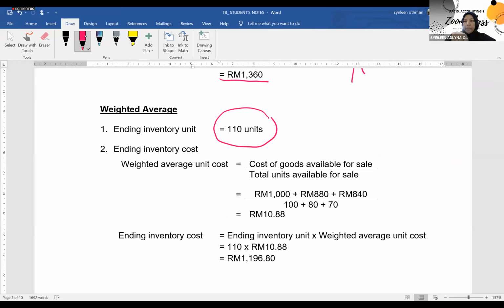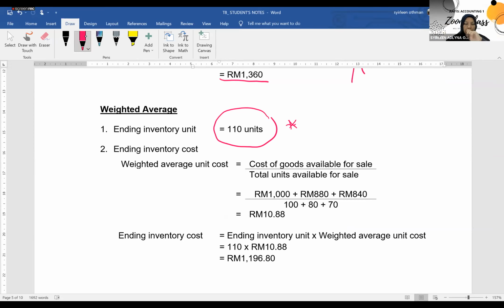Tapi let's say the question only asks you to do weighted average. You need to show, kena tunjuk, mana you dapat 110 units. Di sini saya tak tunjuk lah, sebab dia dari soalan yang sama. So bila dia dari soalan yang sama tapi method berbeza, the one that you already calculated above, on top, you bawa turun ke bawah saja. Sebab ending inventory guna mana-mana method pun masih sama.